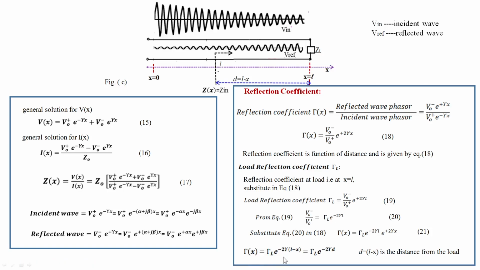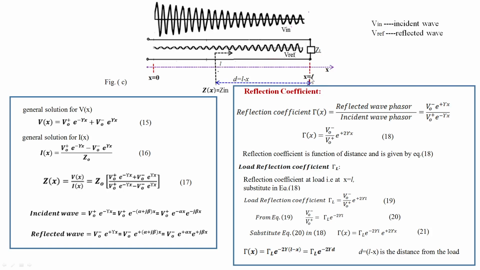Now see here, tau of x now becomes tau L. See, this is tau of x, the reflection coefficient at any position. It is now in terms of the load reflection coefficient and this term here. Combining these two exponentials, we can write it like this, with 2 and gamma common, L minus x. This is equation 21. So you can write 2 gamma, L minus x is D. L minus x means it is a distance.